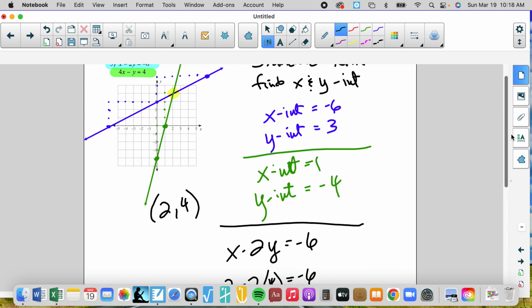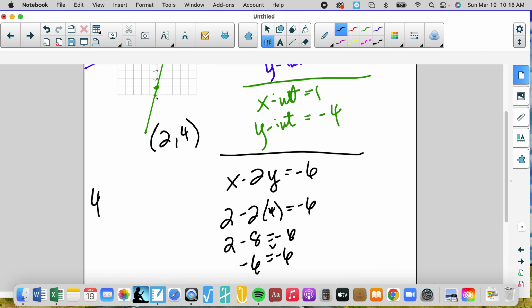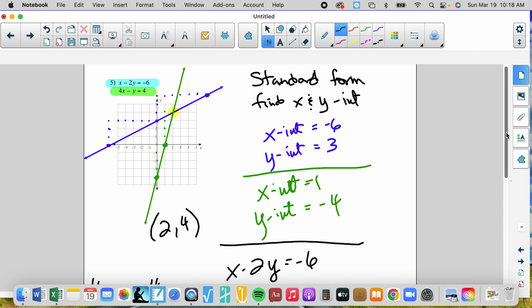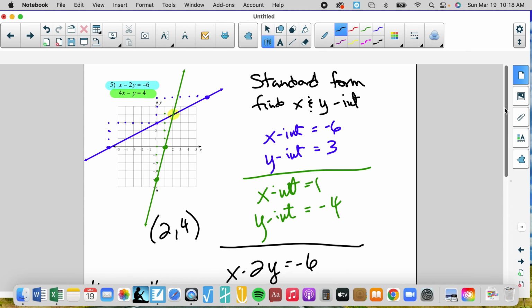And then I have 4x minus y equals 4. So 4 times 2 minus my y value: 8 minus 4 equals 4. 8 minus 4 is 4. Does 4 equal 4? Yes. So it worked for both of them. So I know (2, 4) is my solution.